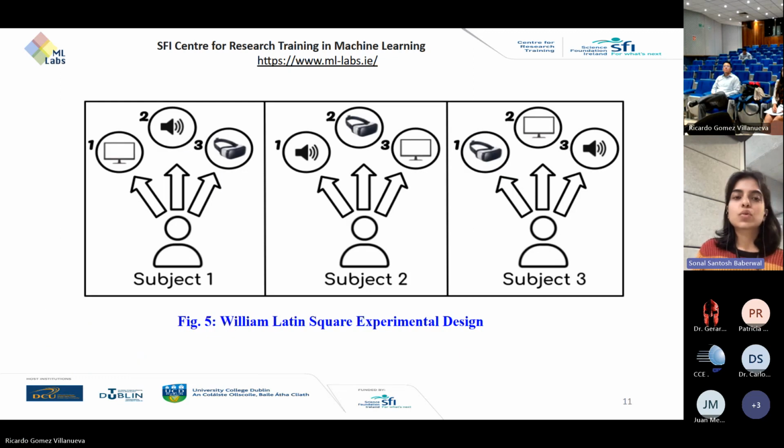So using Williams Latin square design, subject one first goes through the training using screen, audio, and then VR. Second subject goes through audio, VR, screen, and then the third subject goes through VR, screen, and audio. In this way, we sort of eliminate the learning effect from every subject to see what is the best medium to perform this kind of training.